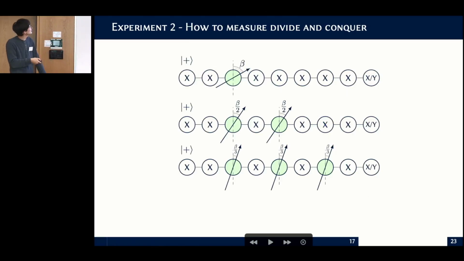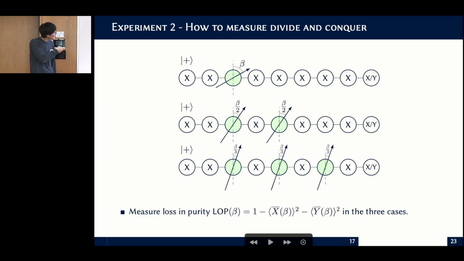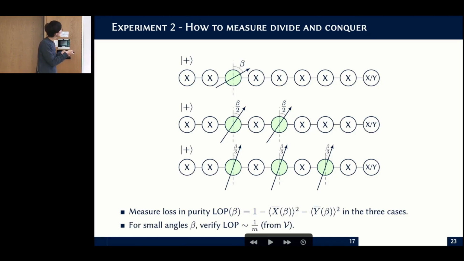Now let's go to experiment 2. Here we want to investigate this nature of splitting decreasing the logical decoherence, and in particular this 1 over m effect, where if I split m times, does the decoherence go down as 1 over m? To do that, I compare 3 protocols where I split 0 times, 1, or 3 times. Then I can measure the loss of purity of the encoded information by doing state tomography, much like in the last case. And if I find that this loss in purity scales like 1 over m, then there's our demonstration.